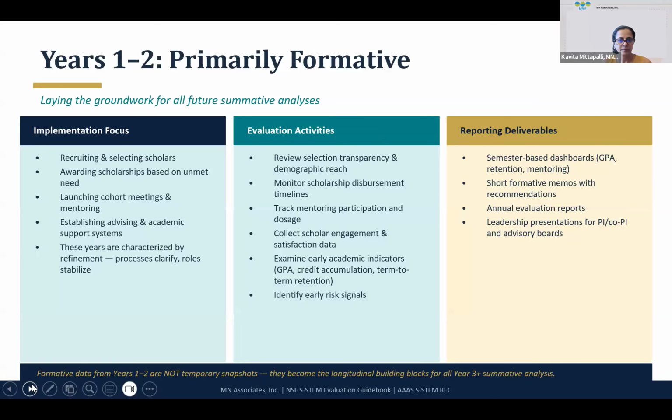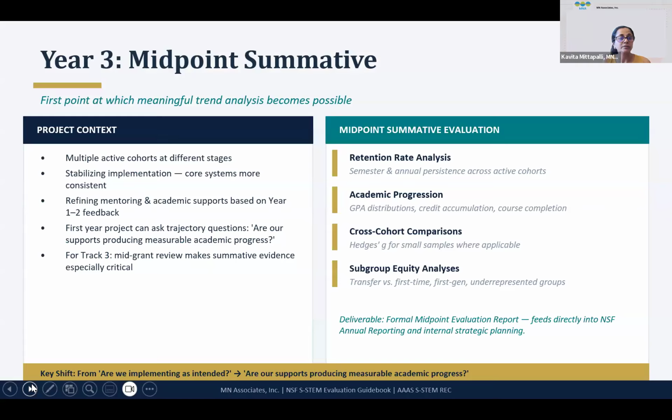Next slide. So here we are talking about the midpoint summative, right? This is essentially the first point at which some real meaningful trend analysis becomes possible, depending on the quality of data. So year 3 is a formal analytical milestone. At least one cohort now has 2 or more years of data.